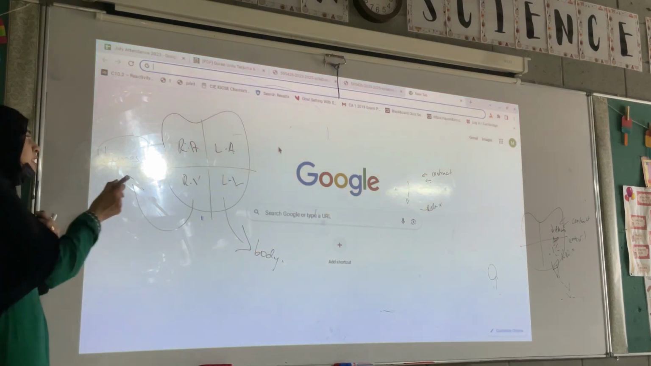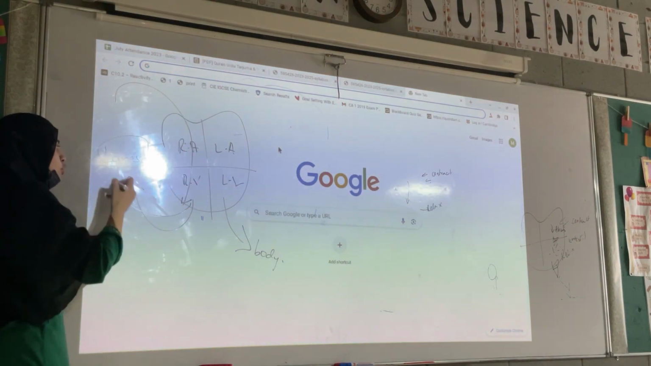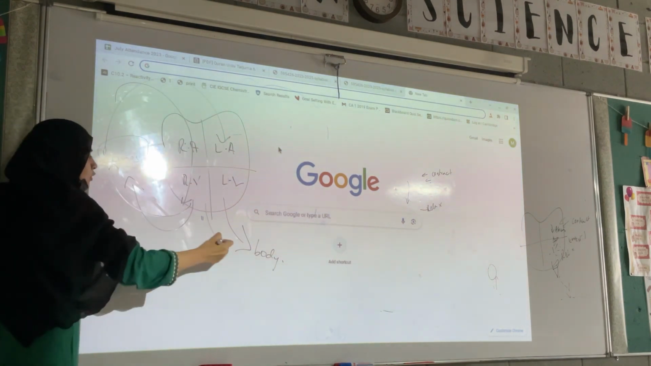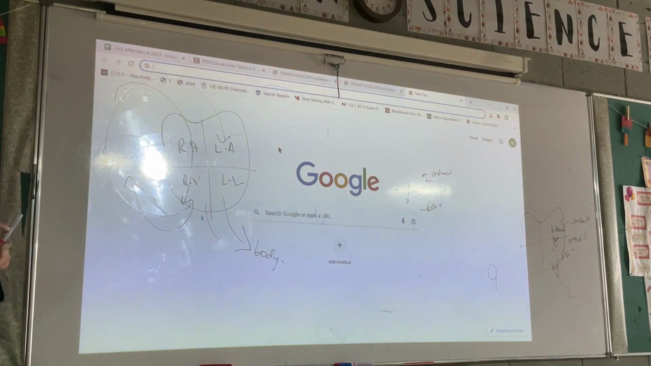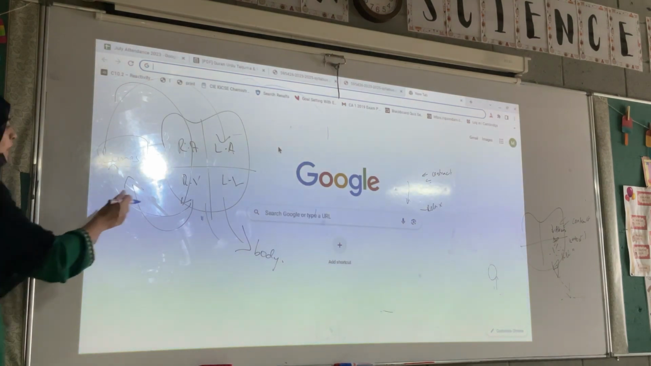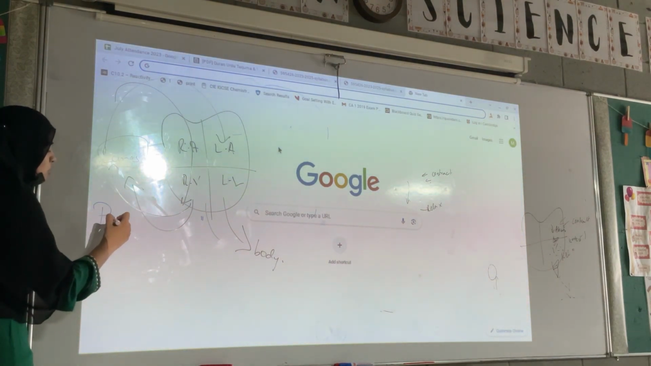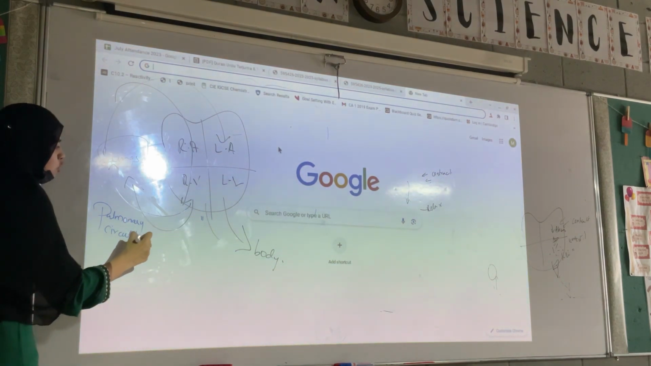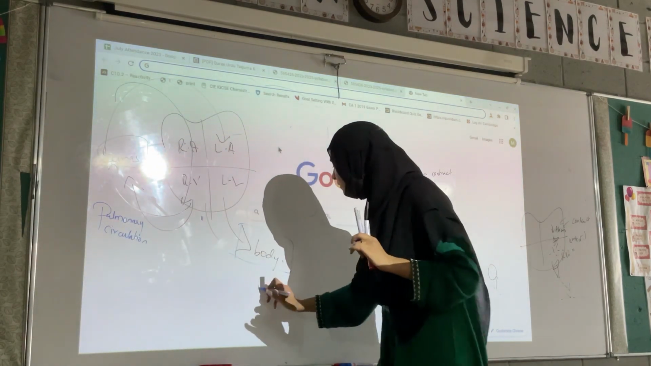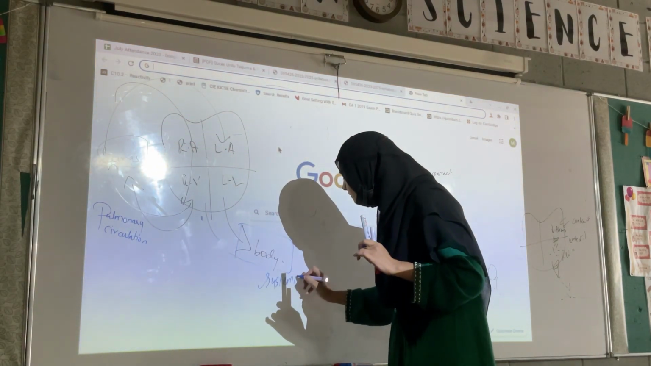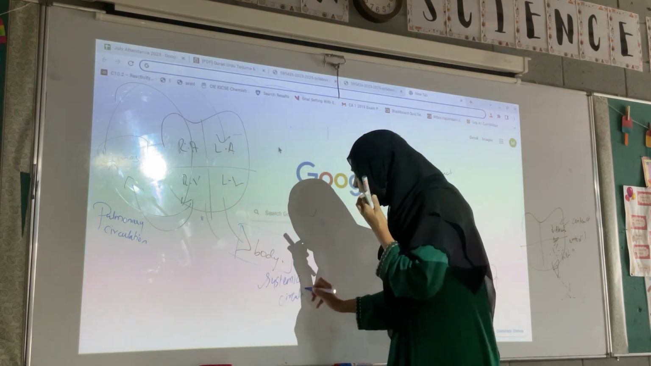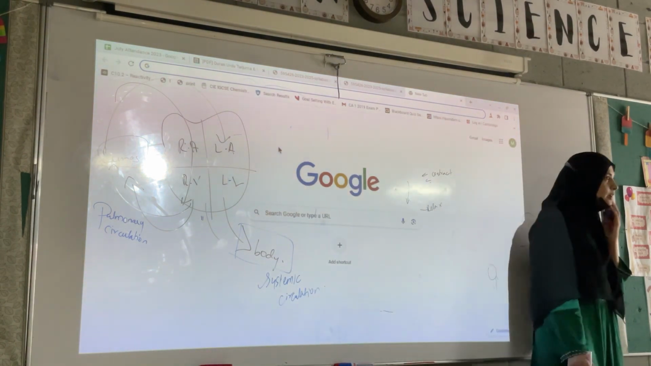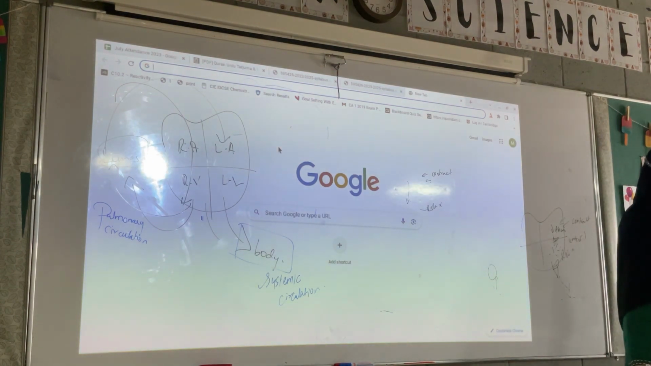How? First time it goes to the right side, then goes to the lungs, then again goes to the left side, then goes to the body. Get it? In double circulation, blood is pumped through the heart twice in one circulation. When it goes to the lungs, that is called pulmonary circulation. When it goes to the body, that is called systemic circulation.